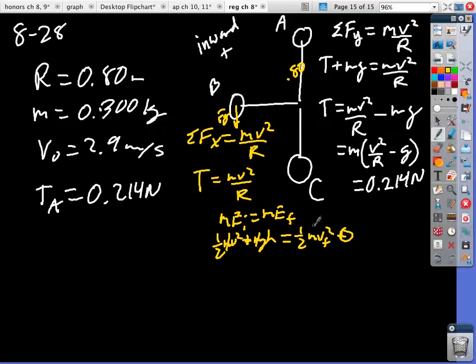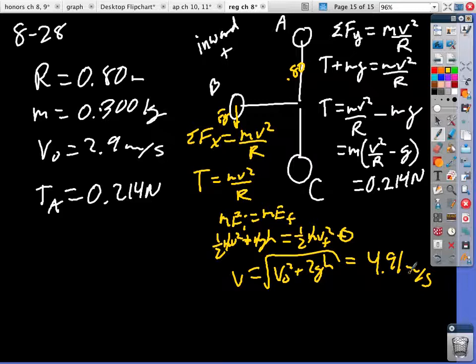The masses obviously cancel. V is equal to the square root of v0 squared plus 2gh. So 2.9 squared plus 2 times 9.8 times 0.8. That gives me a speed of 4.91 meters per second.